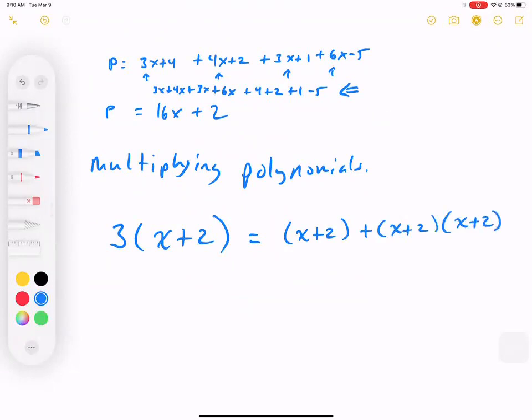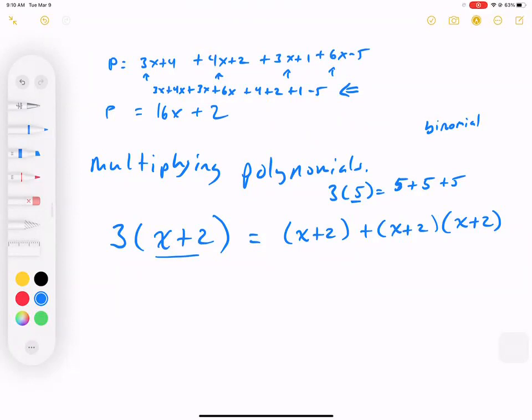If I give you another example, if I said 3 times 5, right? It's 5 once, twice, three times. Very similar to what we did here, except instead of writing 5, I'm going to write the whole binomial here. Binomial meaning two terms. X plus 2 are two terms, binomial.